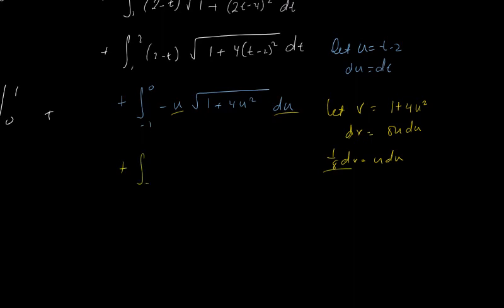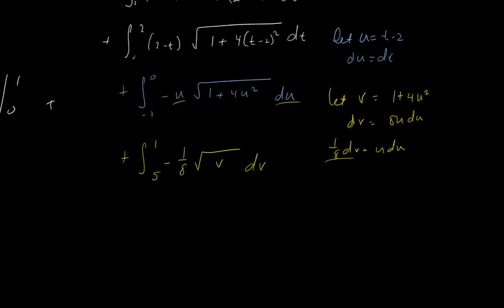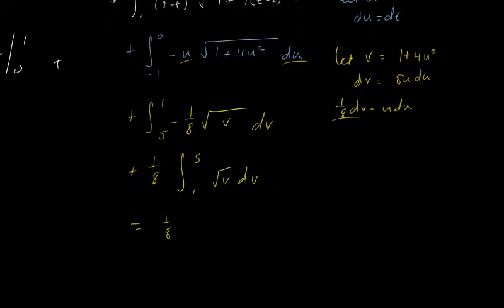So this would be the integral from, it's not going to be negative 1 anymore, right? If I put in negative 1 for u, I get 1 plus 4 is 5. If I put in 0, I get 1. Of negative 1/8 times the square root of v dv. So that's going to be the integral from positive 1/8, then we'll reverse the bounds of integration, from 1 to 5, of the square root of v dv. So that's equal to 1/8 times v to the 1/2. Integrate that, we get 2/3 v to the 3/2, evaluated from 1 to 5.